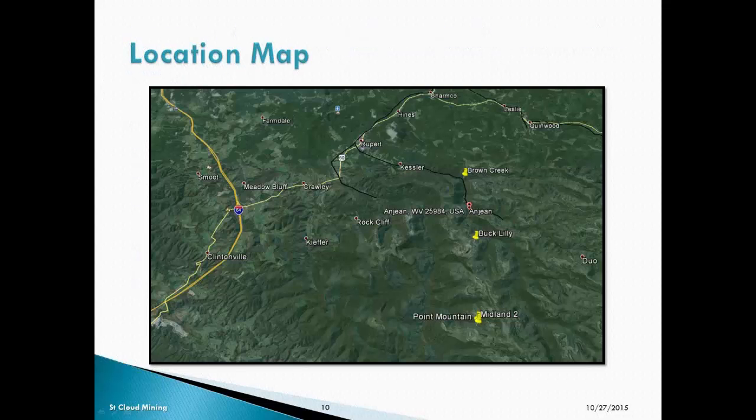Next. Just to give you an idea where the Greenbrier operations are, to the right center of the page you see the 4 operations, Brown Creek, Buck Lily, Point Mountain, and Midland 2. They're in Greenbrier County and just to the east of Rupert, West Virginia.